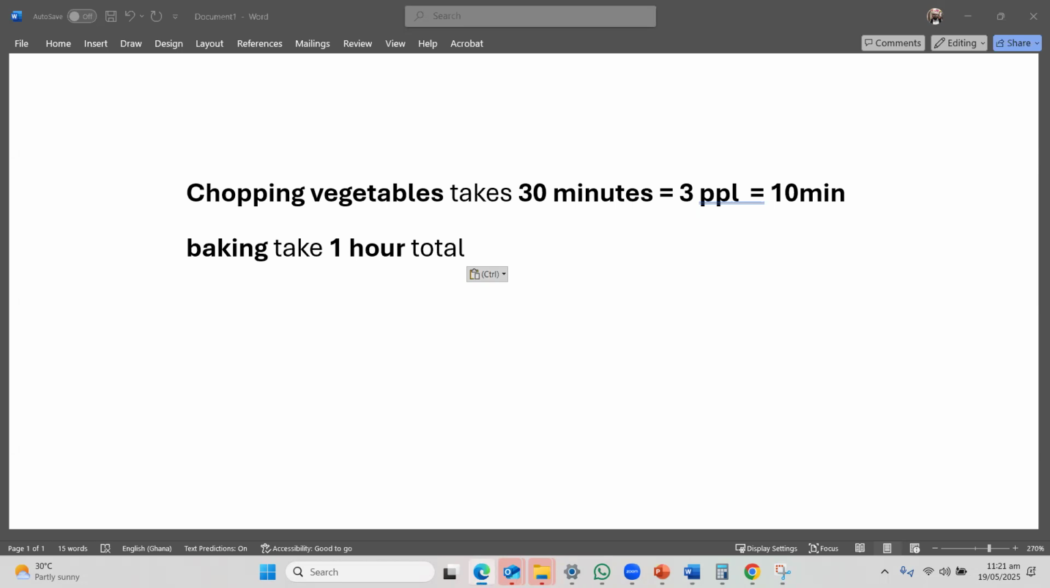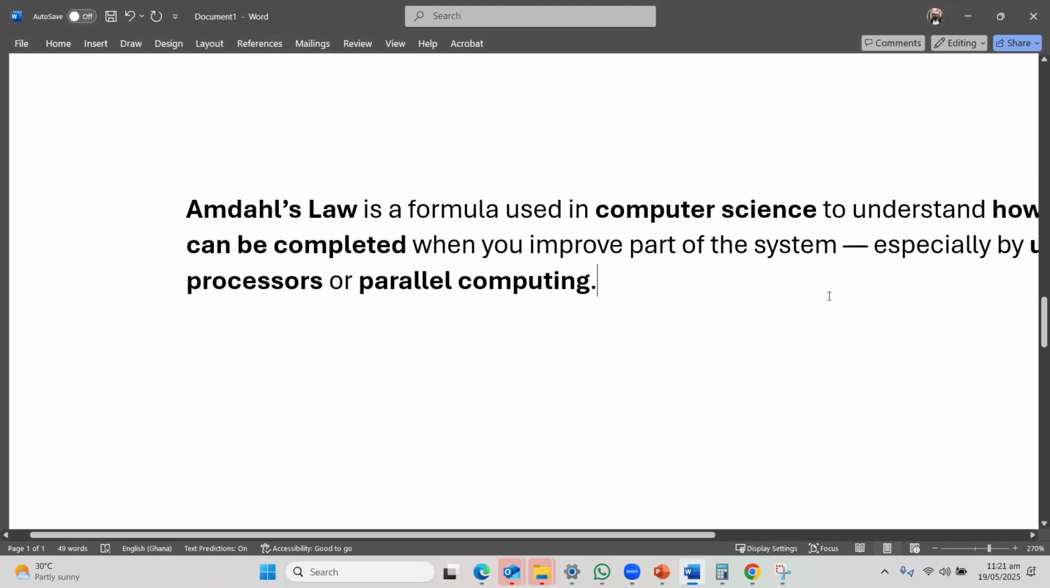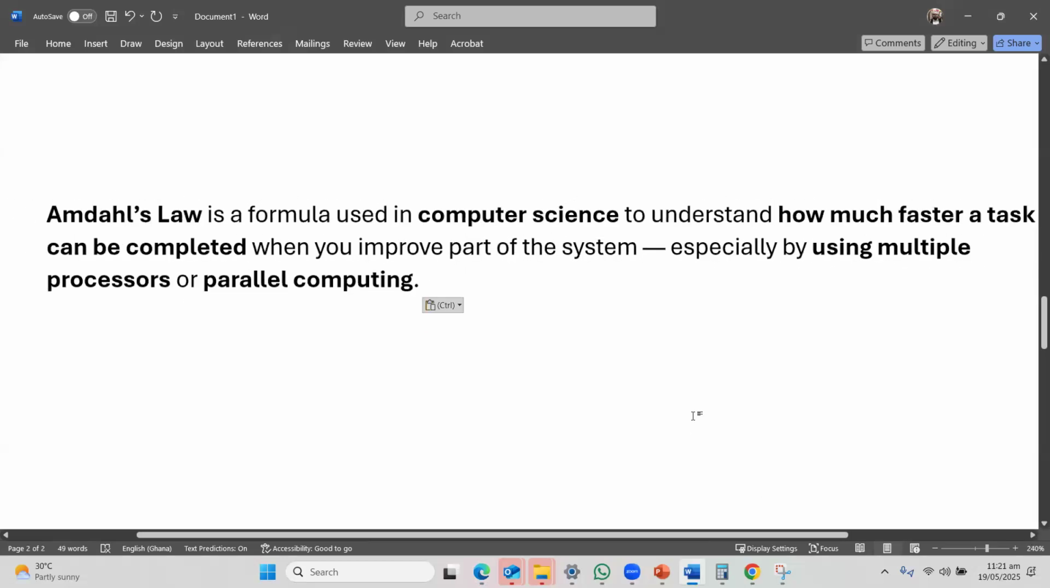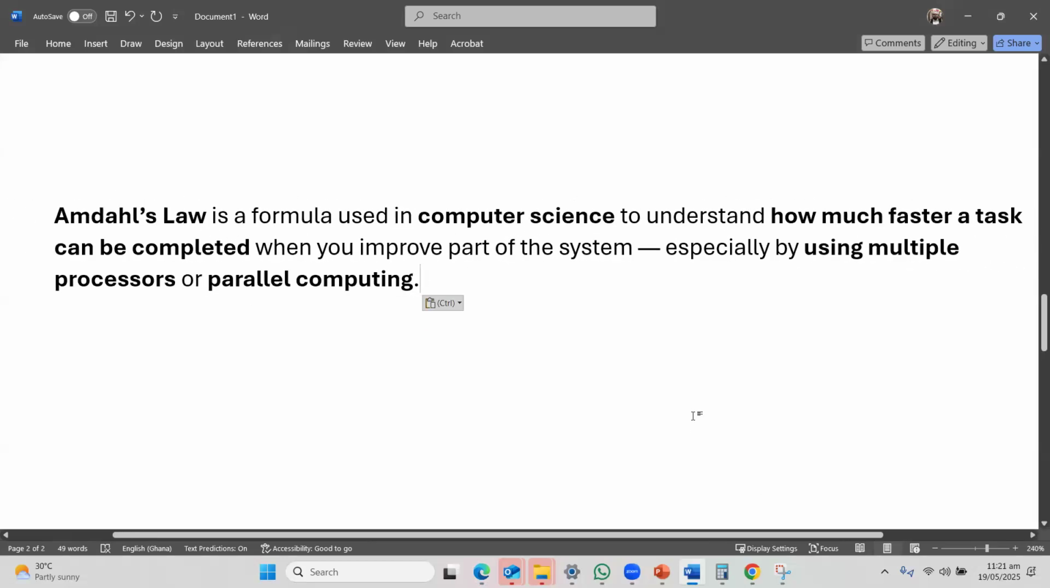We are saying that Amdahl's law is a formula used to understand how much faster a task can be completed when you improve part of the system. For example, if I had a computer, let's say I worried my mother and my mother was able to go and buy a computer for me.